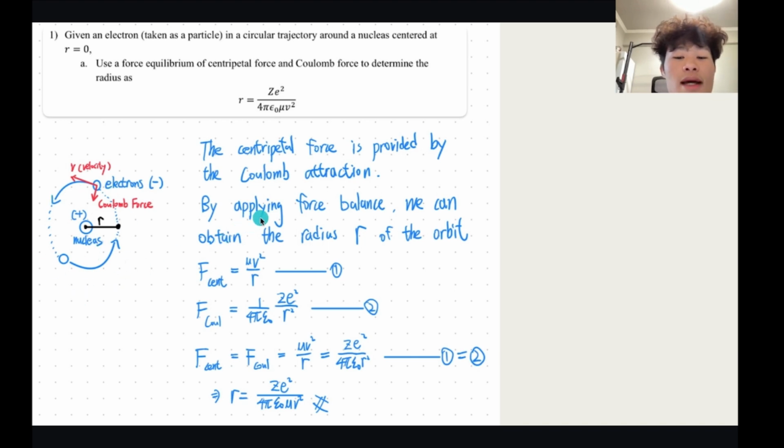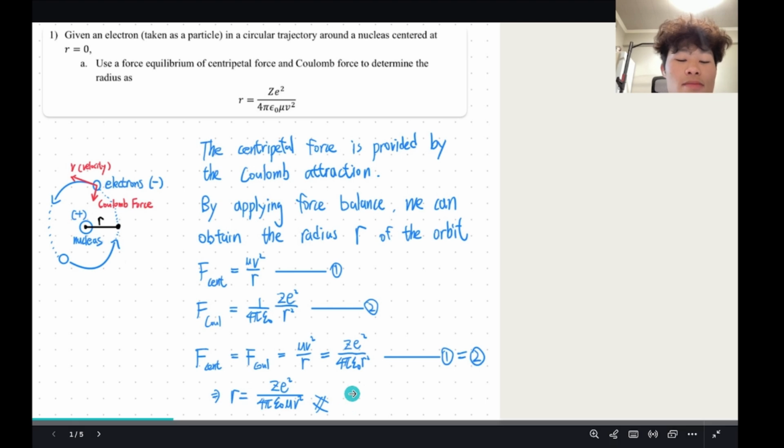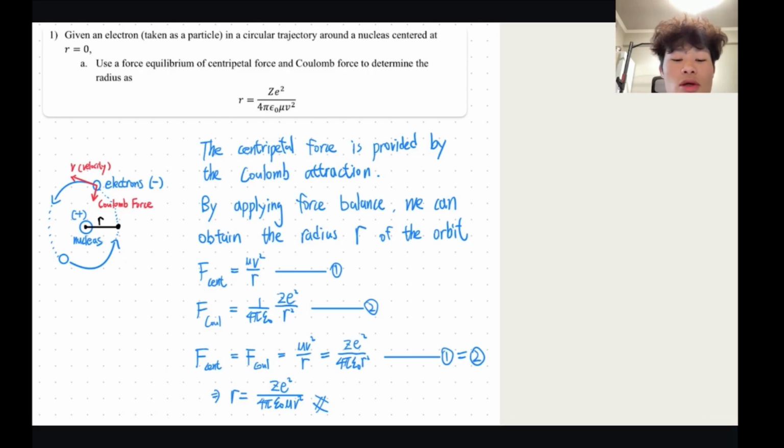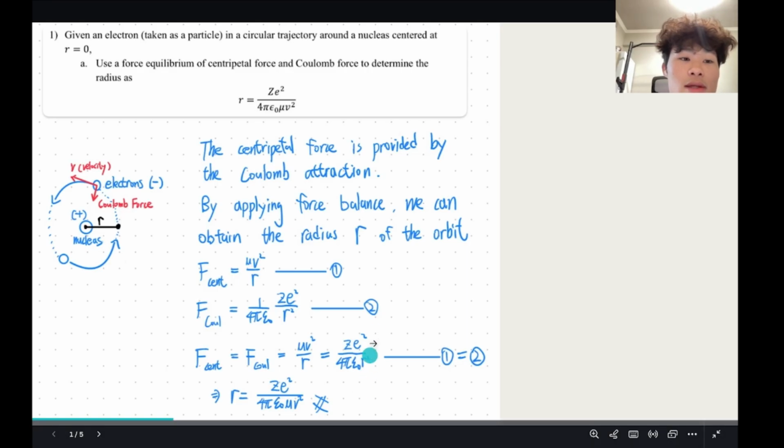By applying the force balance, we can obtain the radius r. First, the centripetal force equals mu v squared over r, and the Coulomb force equals 1 over 4 pi epsilon naught times z squared over r squared. These two forces equal each other: centripetal equals F Coulomb. By solving the equation, the radius r equals z squared over 4 pi epsilon naught times mu v squared. And this is question A.